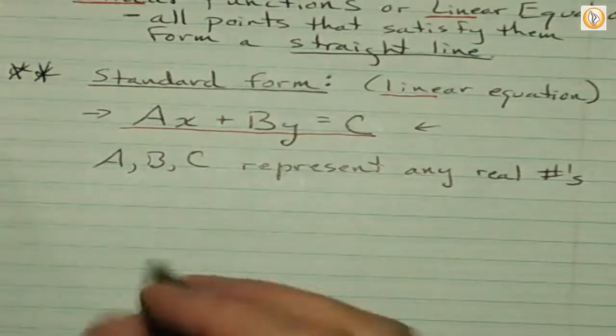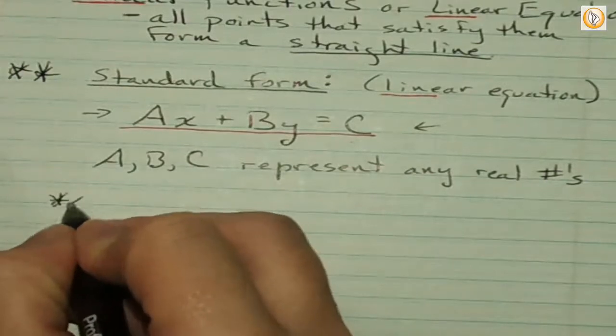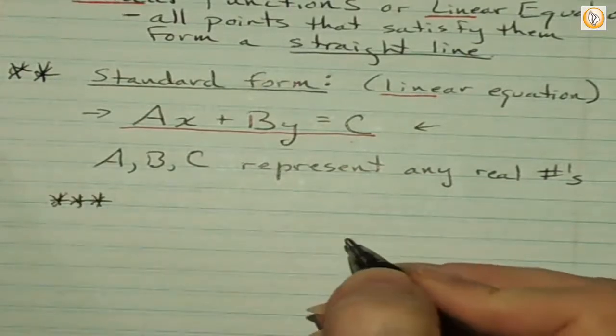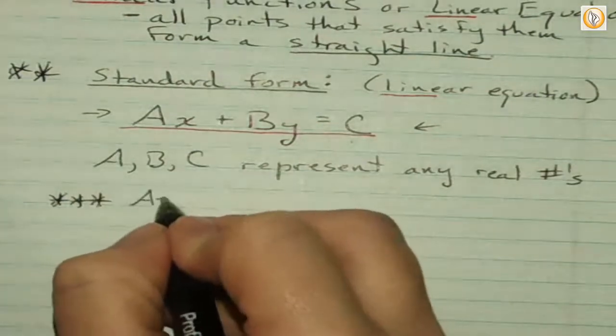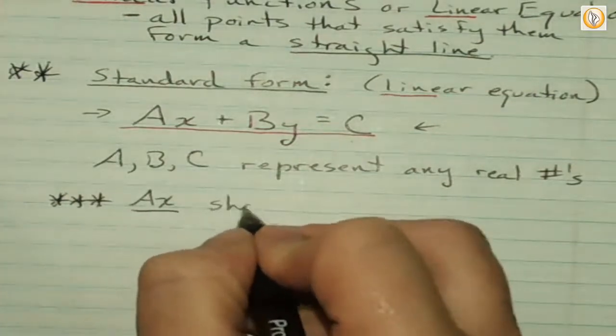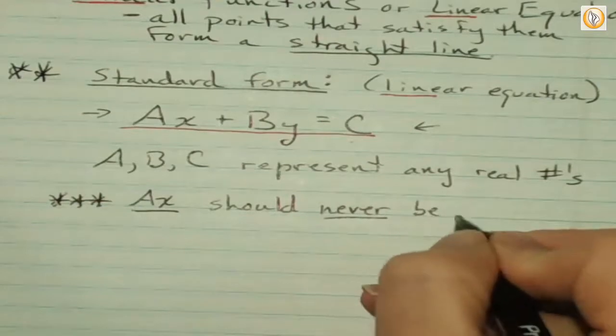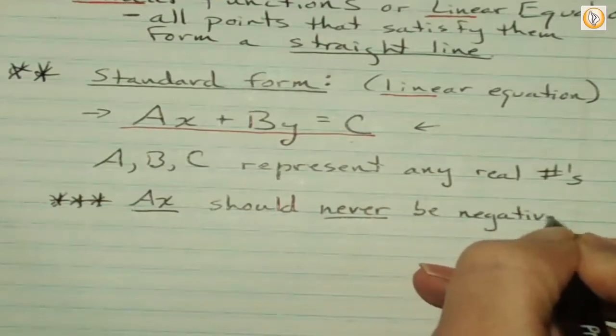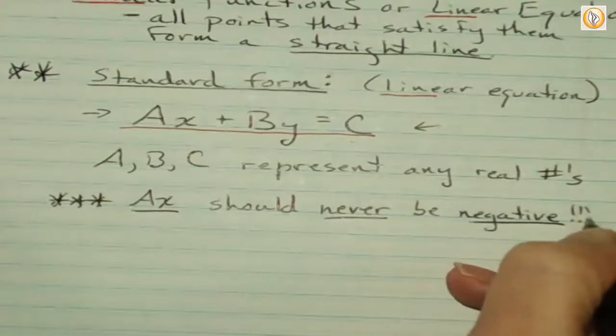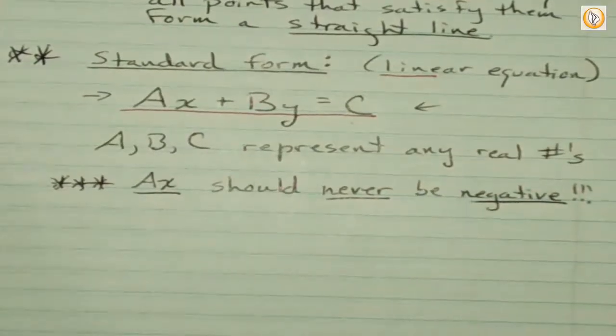Now, there's some rules. I'm going to put 3 stars here because these are some rules you've got to remember. AX should never be negative. Never, never, never should this right here be negative. Is that talking about the number it would equal or both of the numbers? It would represent that letter, the whole group, the whole term. And I'm going to give you an example.